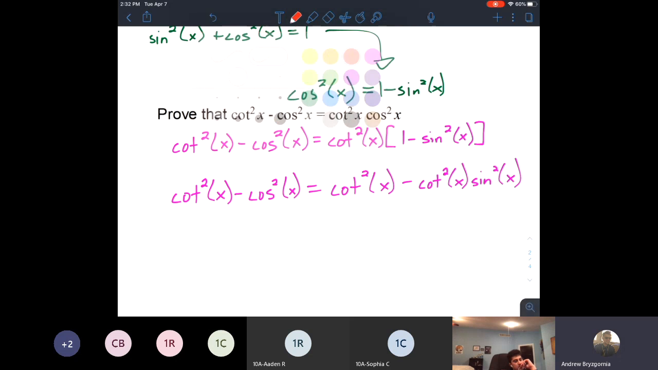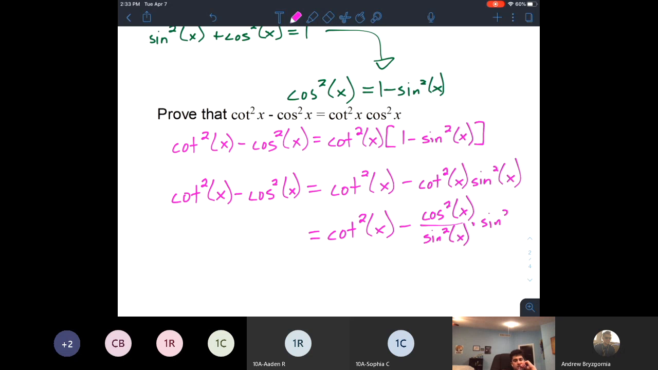Now I can already see the cotangents here match, so that's good. I just need to now figure out how to turn cotangent squared sine squared into cosine squared. And cotangent squared is going to be cosine squared over sine squared. And then we can see that over on that right side, we do get the sine squared to cancel. And what is left is going to be what we were looking for.